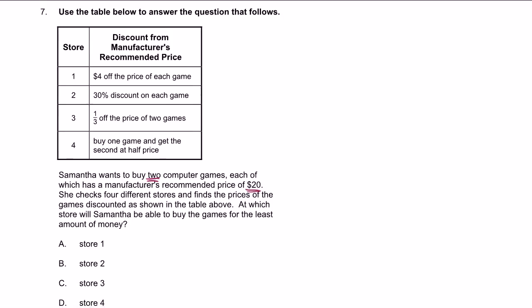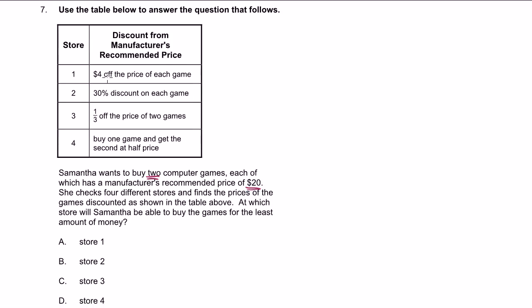That makes sense. You want to find the cheapest place. So this is $4 off the price of each game. Remember, she's buying 2. The manufacturer's price is $20. So she's going to pay $4 off of 20 for each game. So she's going to pay 16 plus 16, which is equal to 32. That's at store number 1.